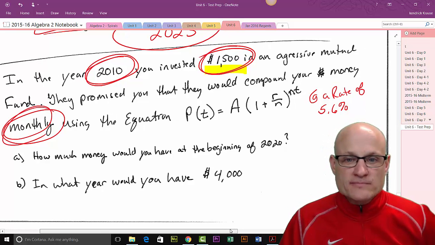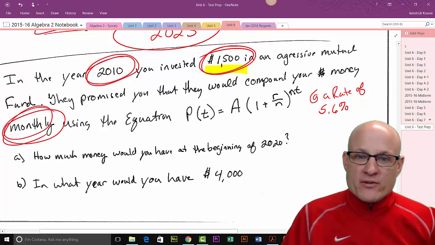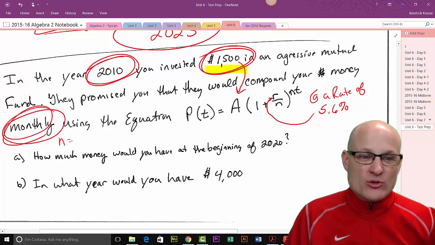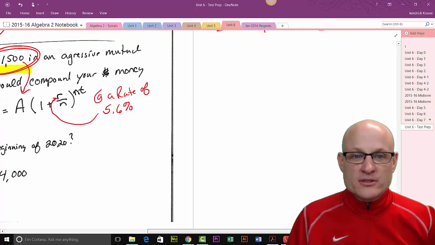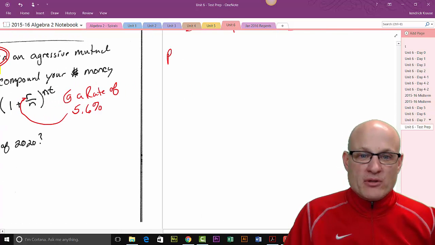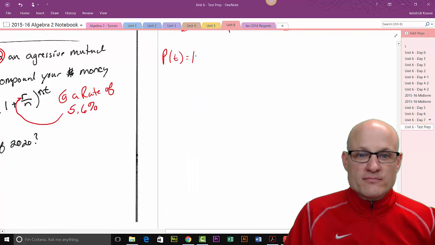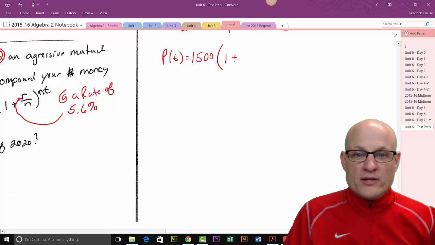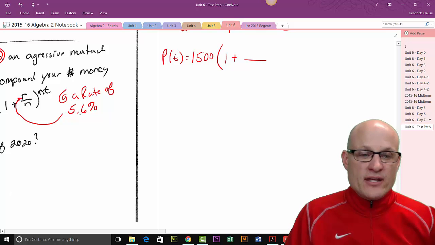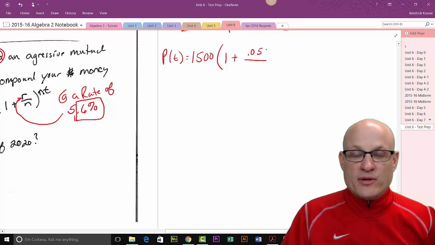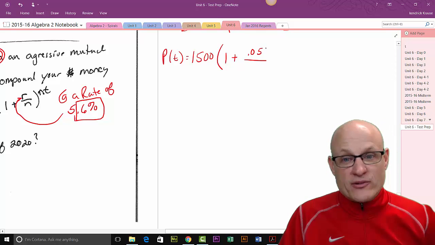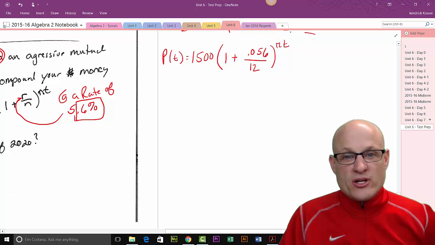All right, so this is my initial amount. This is my interest rate. It's monthly, so n is equal to 12. Now I'm ready to write my equation. So it said P of t, I believe. P of t is equal to $1,500 times 1 plus my rate. Now, if it was just 5%, I would write 0.05, but it's 5.6, so I got to put the 6 at the end. 12 months to the 12t. So there's my generic equation that I'm going to use for both of these problems.